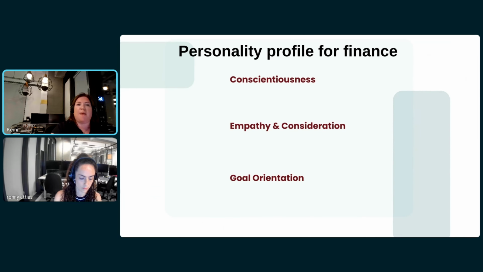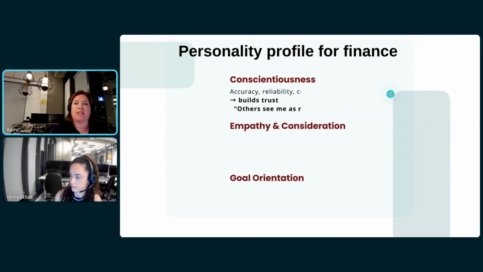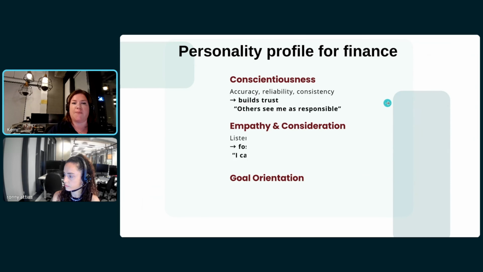So let's talk a little bit about the personality profile for finance roles. What is important for the finance world? Conscientiousness talks about accuracy, reliability, consistency, how you can build trust within the workplace. An example statement that you might encounter that will be linked to that is, others see me as responsible. Again, these are example statements, not necessarily what you will see, but something along those lines to help you know when they are testing for conscientiousness.